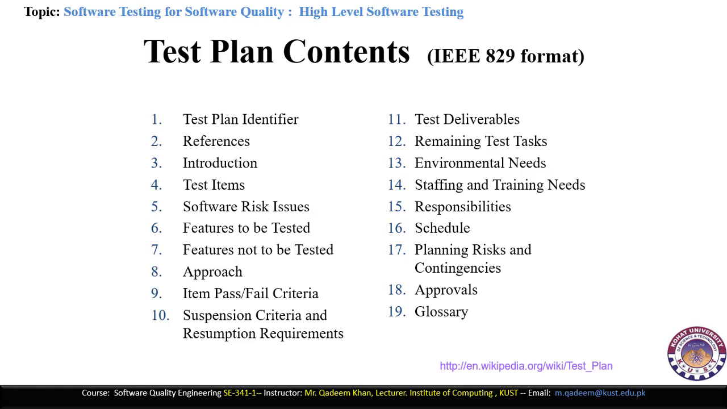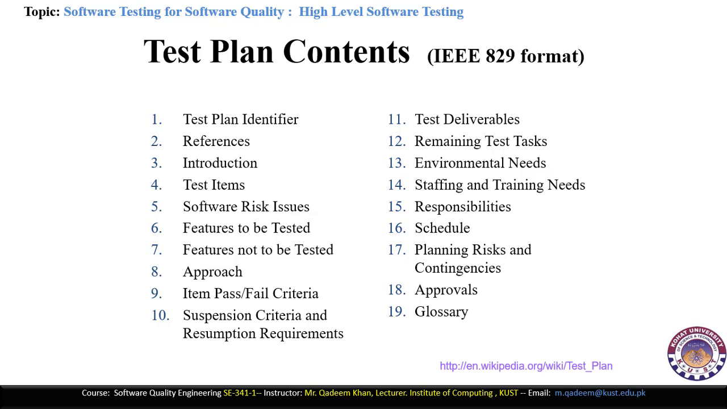Then we have the software risk issues. If there are certain risks in the software, we will document all these risk issues in this section. Features to be tested: here we will identify the different features, that is the functionality of the system, that will be required to test.